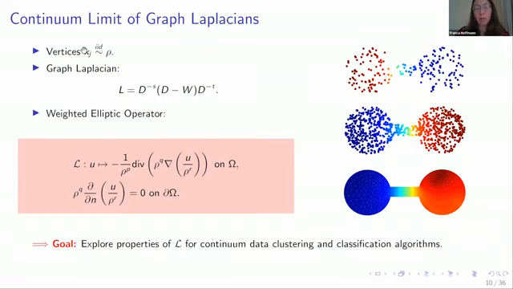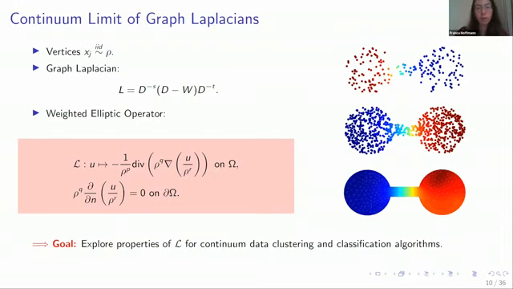So I can now go and use these points to construct a graph Laplacian. Or instead, I can use this data density rho, and I can write down a weighted elliptic operator. It looks a bit complicated, but basically, it's just a diffusion operator where I have a diffusion coefficient rho to some power q, and then I divide the u by a power of rho, and outside as well I divide. So I have these three parameters here, p, q, and r, and then I have Neumann boundary conditions.